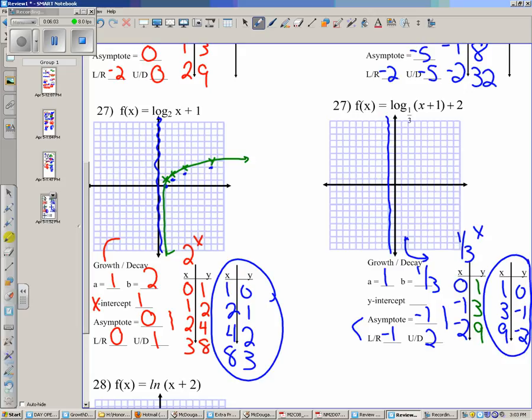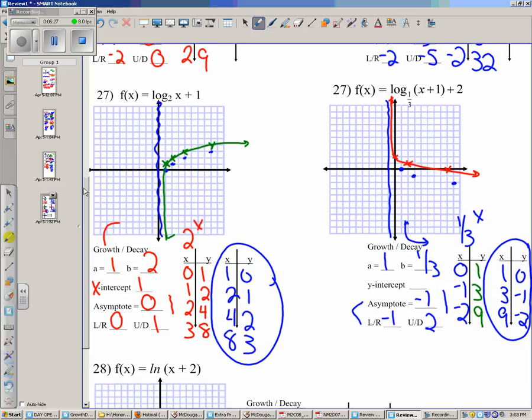Okay? So 1, 0, again, it's not a y-intercept now, it's an x-intercept. I'll have 3, -1, and 9, -2. And now all the points are going to move left 1 and up 2. And now I'll draw my decay shape. Okay? And the final graph.